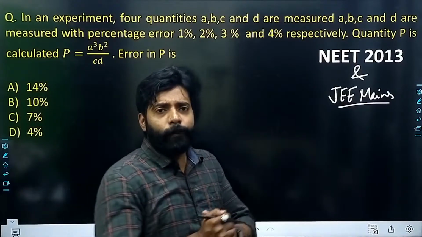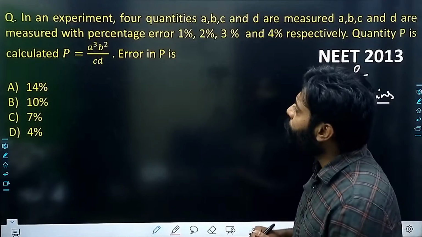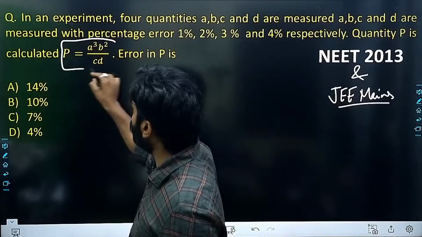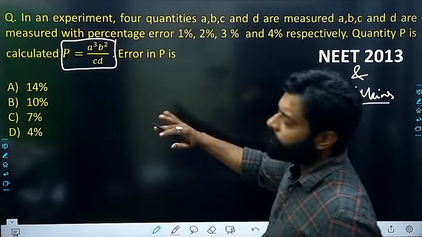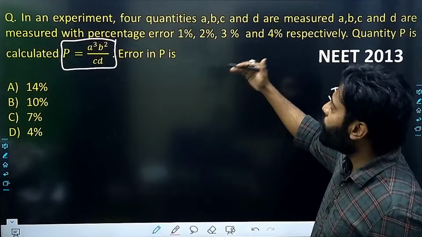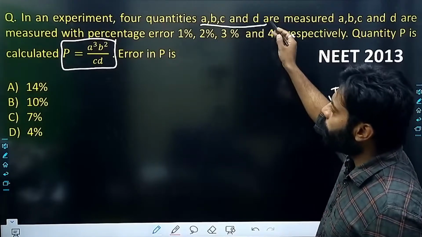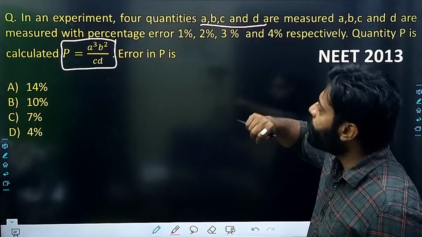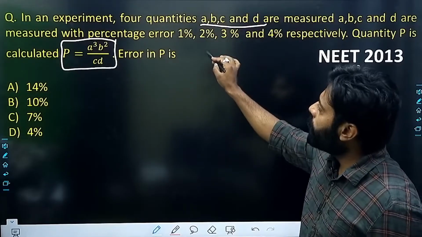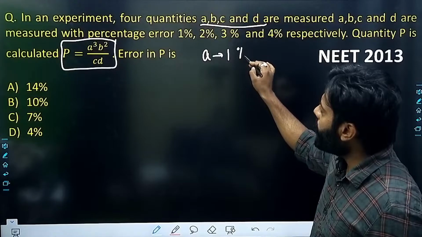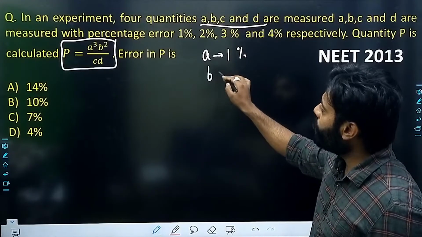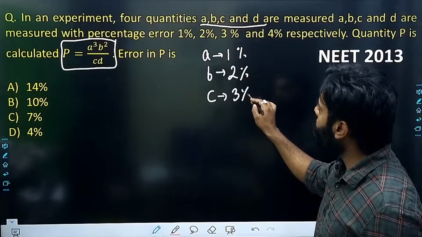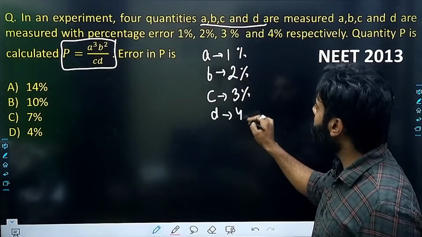What is written here is, you are having a formula of quantity P. You do not know what this P is, but you know that there are 4 quantities A, B and C, D which are required to calculate this value. And the errors are given here: when we are calculating A, we are getting 1% error. When we are calculating B, we are getting 2% error. When we are calculating C, we are getting 3% error. When we are calculating D, we are getting 4% error.